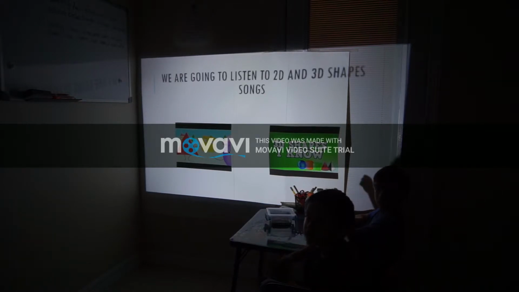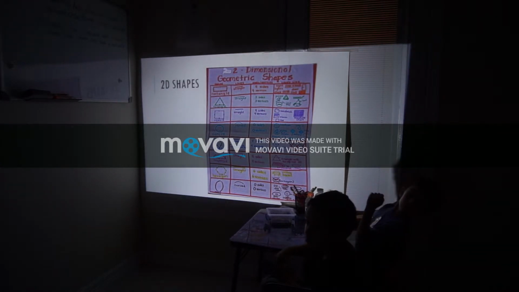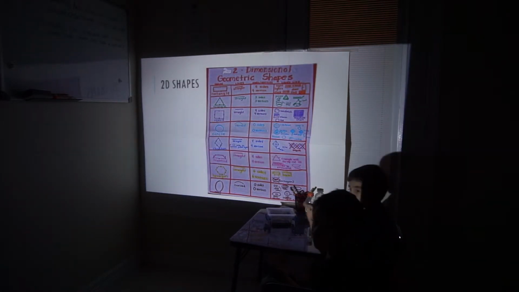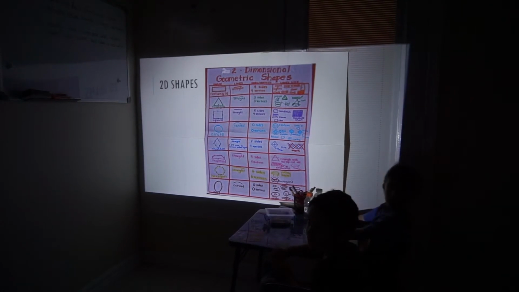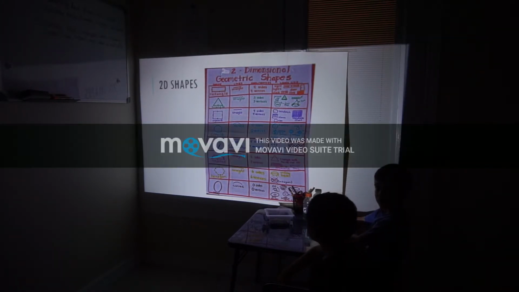Now, we're gonna continue. Here we have two-dimensional shapes. You see first, we have a rectangle. How many sides has a rectangle? 4. 4 sides, yes. And the next one, what shape is it?